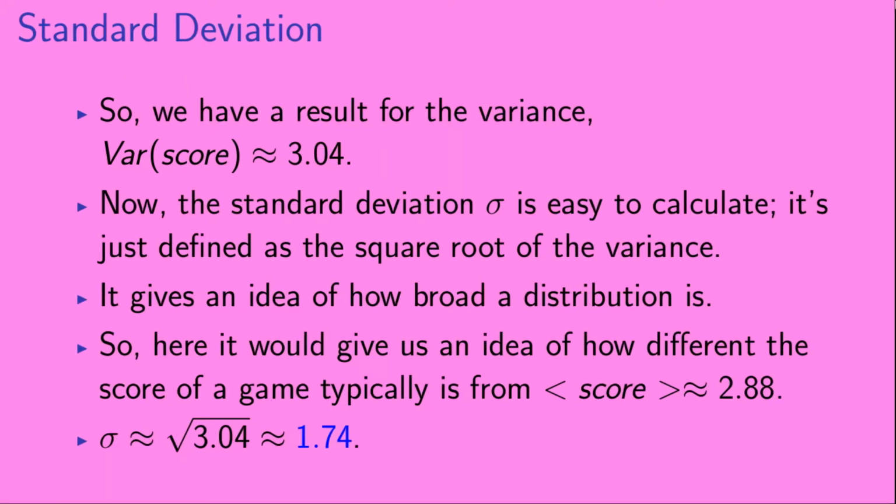Okay, so we have a result for the variance. The variance of the score is about 3.04. Now, the standard deviation sigma is easy to calculate. It's just defined as the square root of the variance. It gives us an idea of how broad a distribution is. So here, it would give us an idea of how different the score of a game typically is from the mean score of 2.88. So here, sigma is equal to the square root of approximately 3.04, so sigma is approximately 1.74.